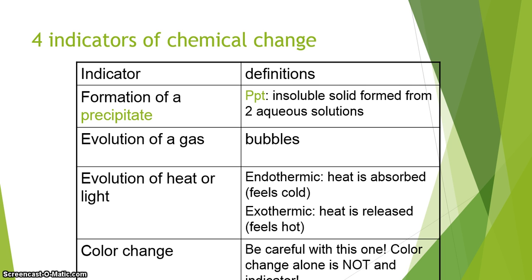If you get heat or light, like a glow stick, you get light. That's a chemical reaction. Endothermic is where you feel cold because heat has been absorbed. Exothermic is where heat has been released. It feels hot. Color change is also an indication of a chemical change, but be careful with this one because it's not always an indicator. So just be careful. Usually color change is accompanied by another change.